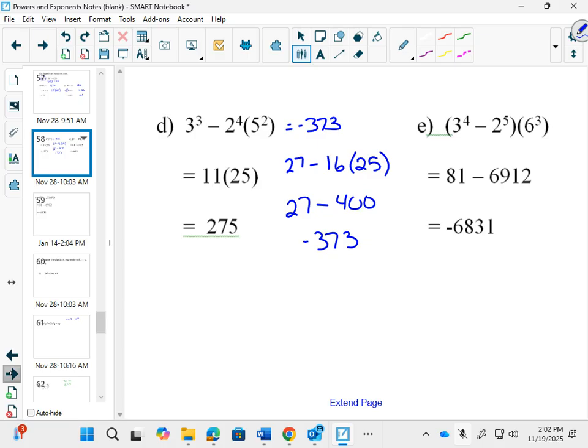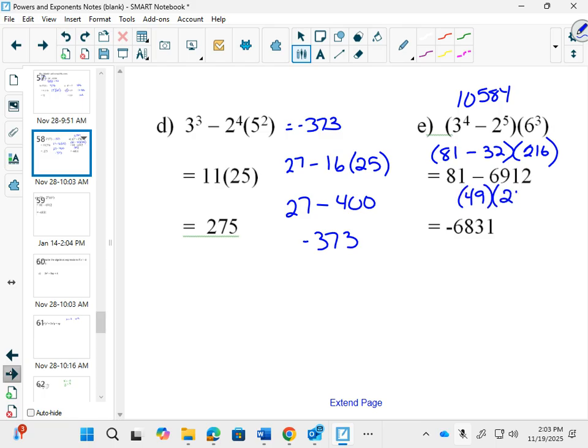It should be 10,584. Wait, what did I do wrong? Let's look. They need to do brackets first. Do I have stuff in the brackets to do? I do. This should have been first 81 minus 32, and this is brackets too, so this would be 216. I forgot to put a bracket. 81 minus 32 is 49.